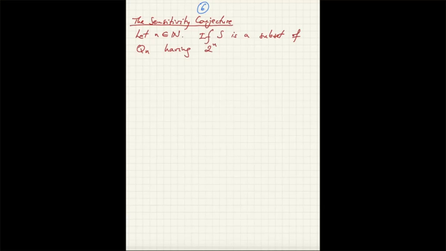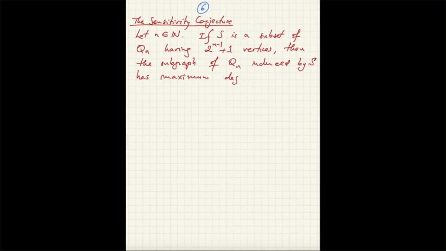And the sensitivity conjecture statement is the following. Let n be a natural number. If S is a subset of Qn having 2 to the n minus 1 plus 1 vertices, then the subgraph of Qn induced by S has maximum degree at least square root of n. And here, since degree is a natural number, you can put a ceiling, but we'll just leave it at least square root of n.